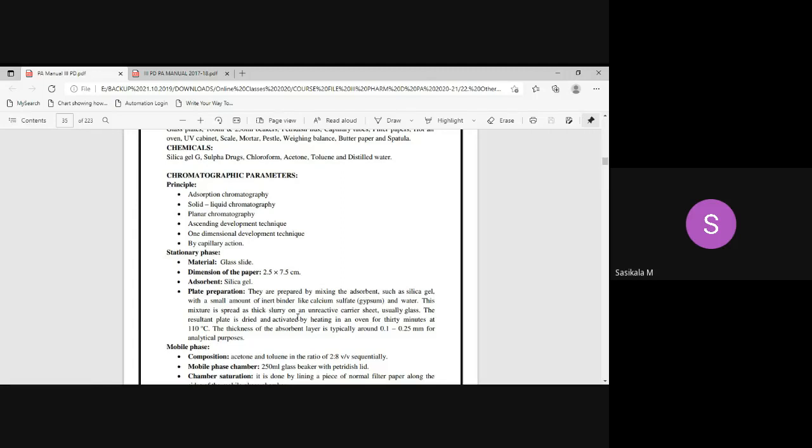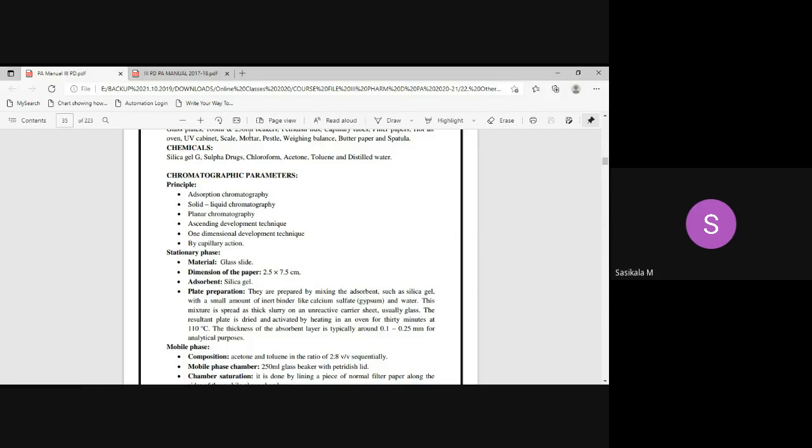Okay, so plate preparation. If I get any demo video for plate preparation, then I will be posting it for you. Otherwise, just understand it theoretically. They are prepared by mixing adsorbents such as silica gel with a small amount of inert binder like calcium sulfate, that is gypsum, already added, and water is added in a 2:1 ratio. You have to add silica gel G. If you are taking 2 volumes of silica gel, then 1 volume of water should be added, in a mortar and pestle.